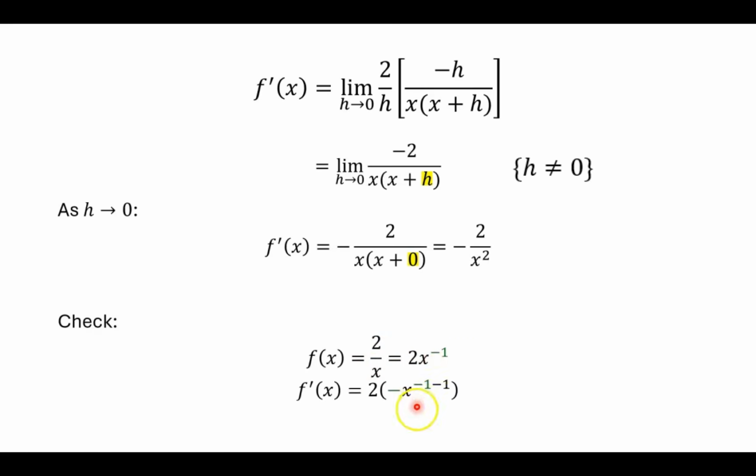And then you just use the power rule. So you bring the minus 1 down here, and the minus 1 to the power. So minus 1 minus 1 is minus 2, and the minus sign goes in front. Minus the power, you bring it down again, and you see you get the same answer, minus 2 over x squared.